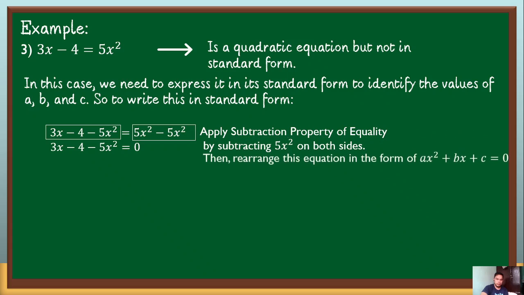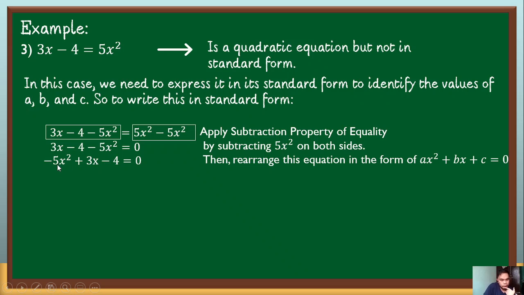Okay, so to make it a first term, we have to rearrange the equation in the form of ax squared plus bx plus c equals 0. So ang gagawin lang, pagpapalitin lang natin sila ng pwesto. Si negative 5x squared, ilalagay natin sa unahan. Then we have plus 3x since walang sign or positive sign si 3x. And negative 4 as our third term. Now, actually, pwede ko na i-consider to as your final answer.